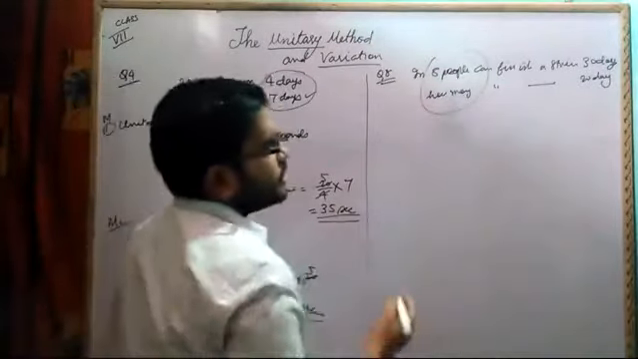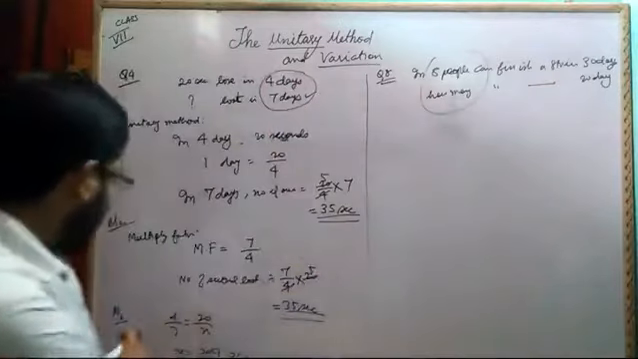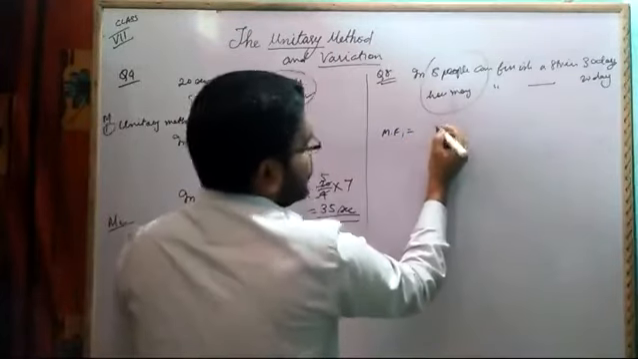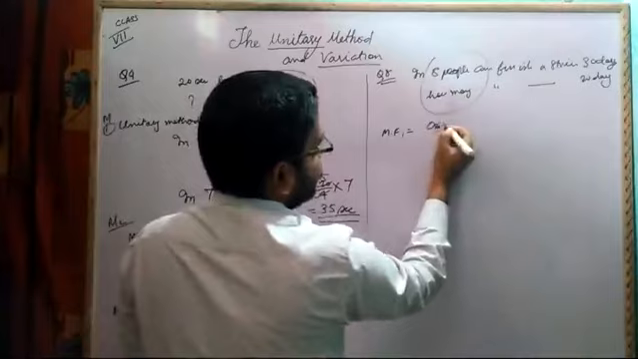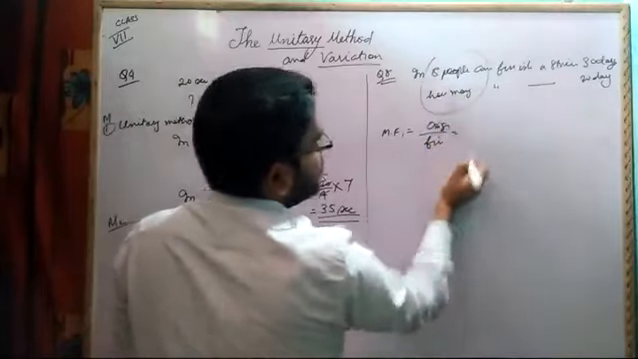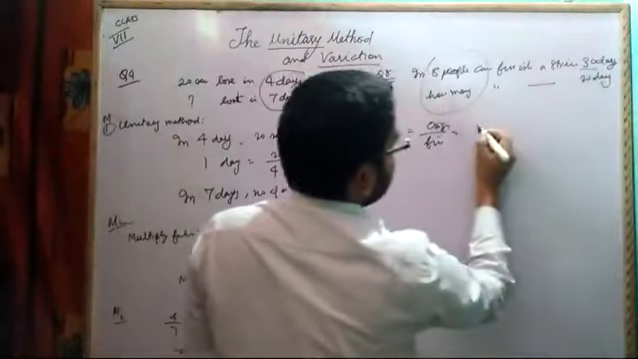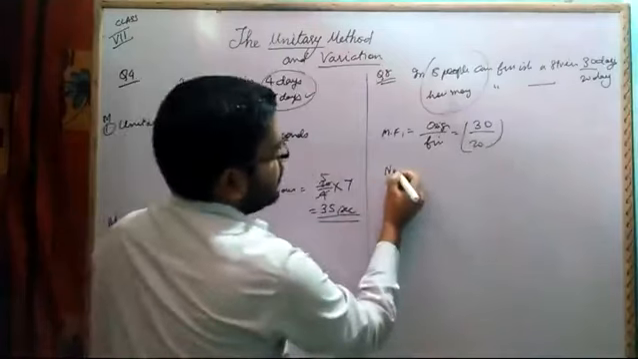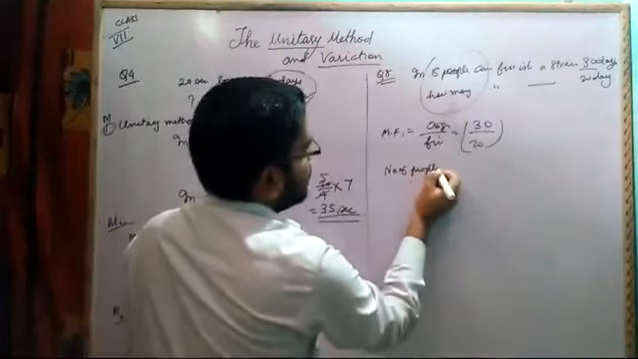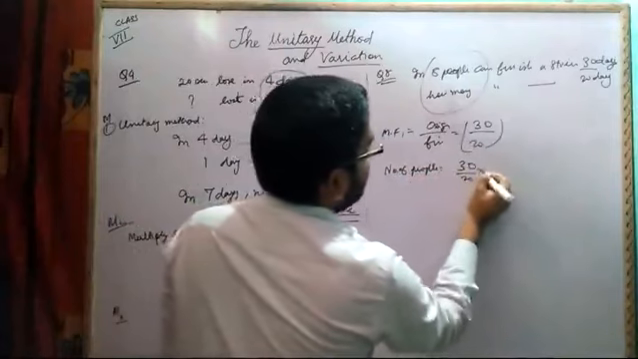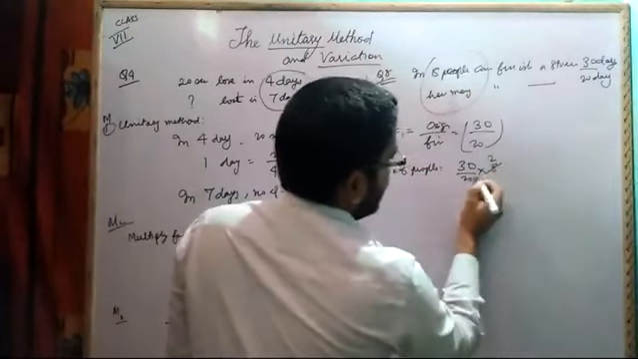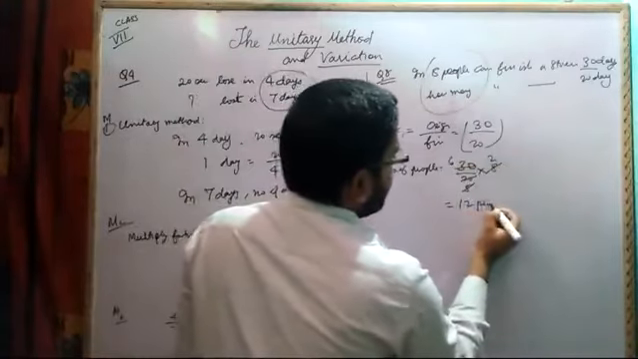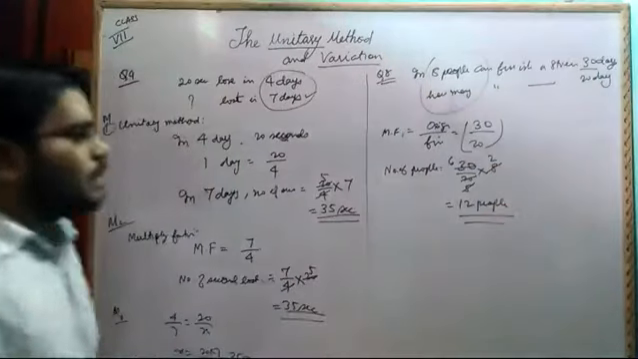So it is an inverse relation. In inverse relation, if we go by the multiplying factor, MF method, the multiplying factor is equal to original by final. What is my original value here? Original is 30. So 30 by 20 is my multiplying factor. The number of people is equal to 30 by 20 into 8. 4 2s are 8, 4 5s are 20, so this will be equal to 12 people. This is based on the multiplying factor.